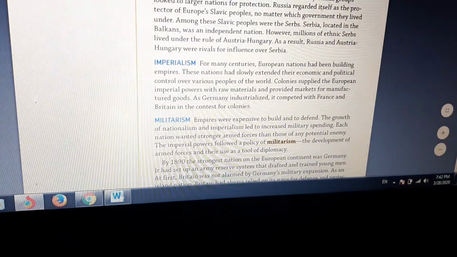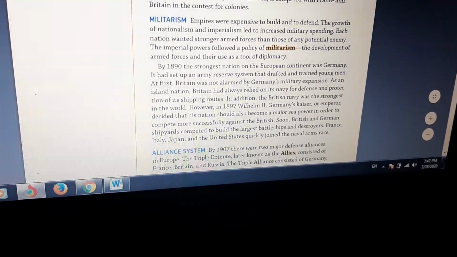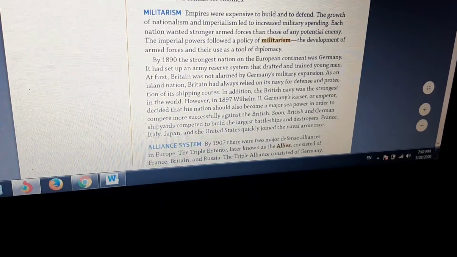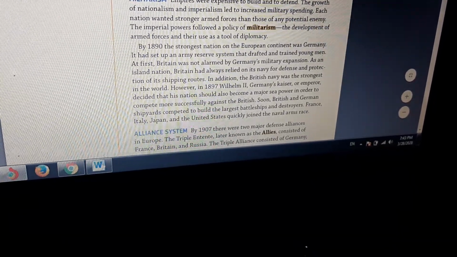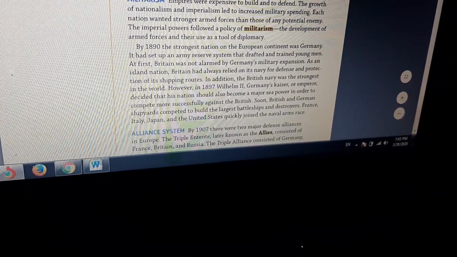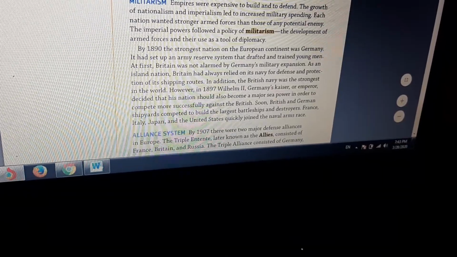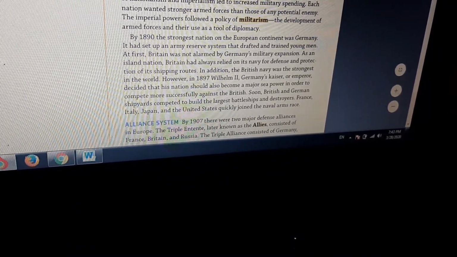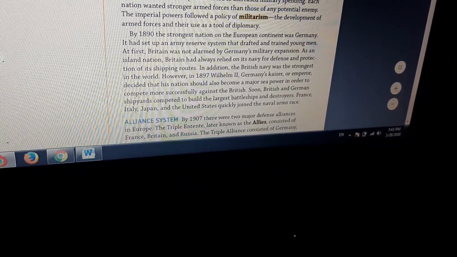Then militarism. Militarism, as you see, the term is related to military. Empires were expensive to build and to defend. So the growth of nationalism and imperialism led to increased military spending. So they spend a lot on their military. So each nation wanted stronger armed forces than those of any potential enemy. The imperial powers followed a policy of militarism. So militarism here, the definition, take notes of that. The development of armed forces, used as a tool of diplomacy.